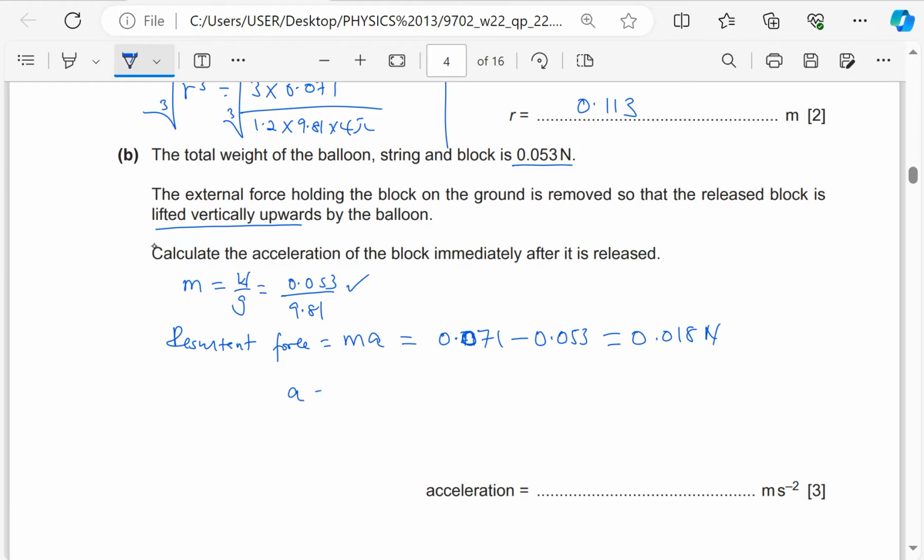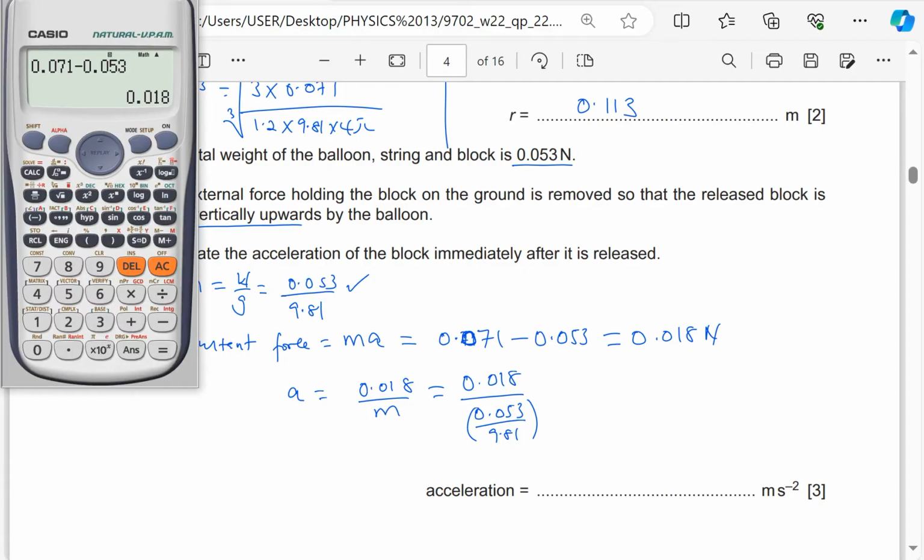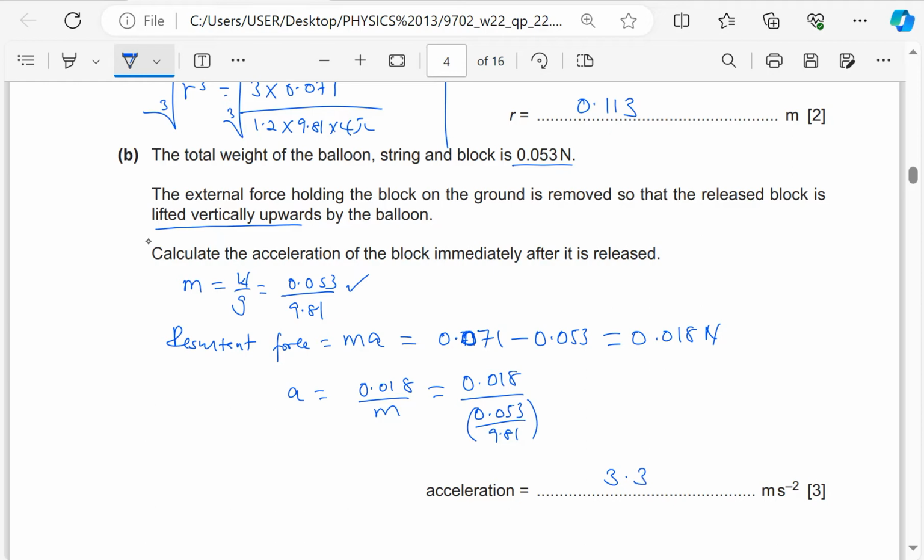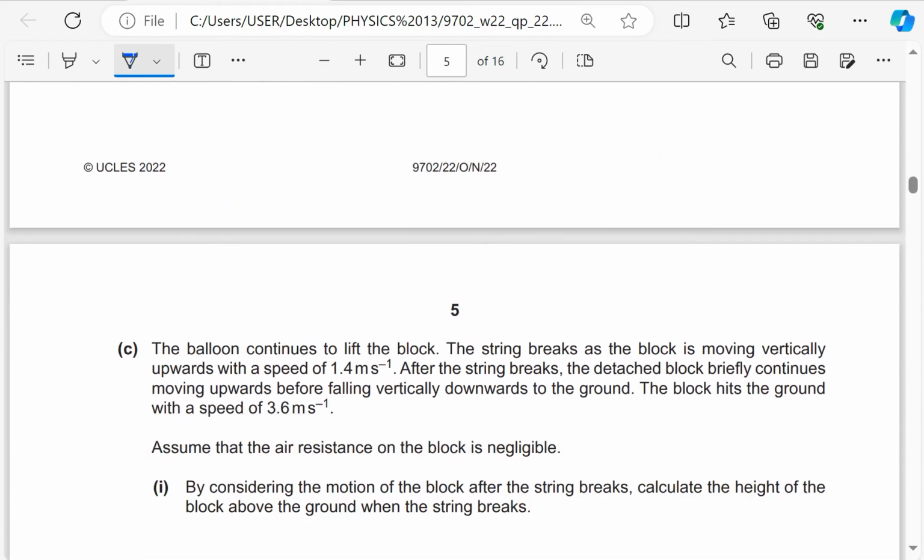So the acceleration is going to be 0.018 divided by the mass, which is 0.053 over 9.81. Okay, so the 9.81 goes up. So I'll just say that times 9.81 divided by 0.053. So this gives me 3.33 meters per second squared.